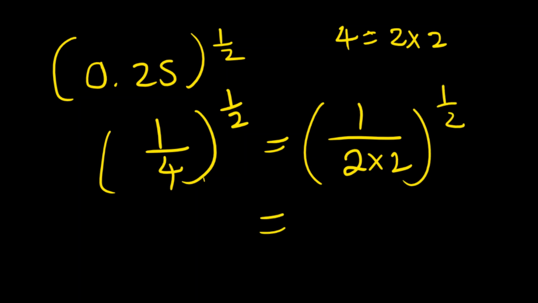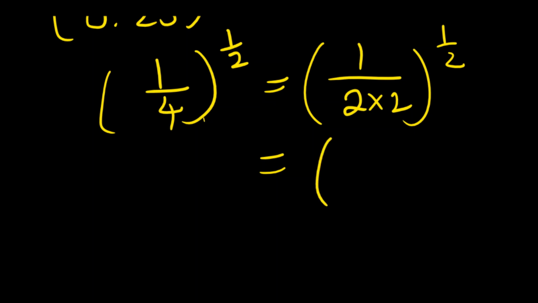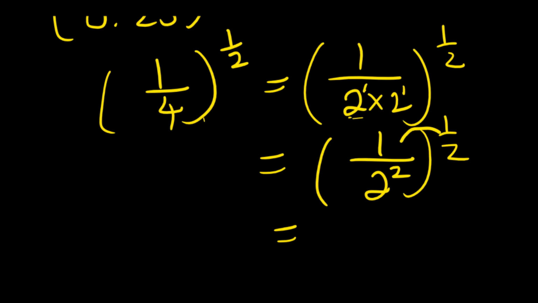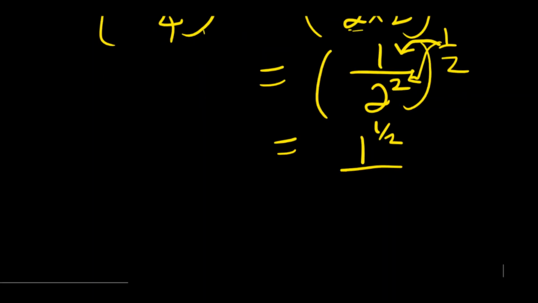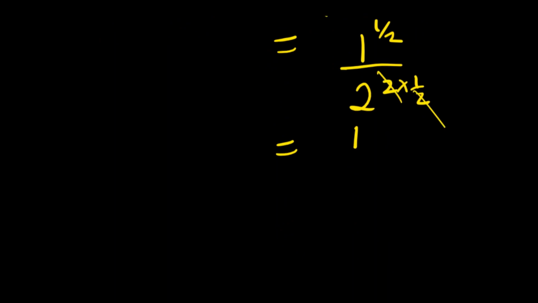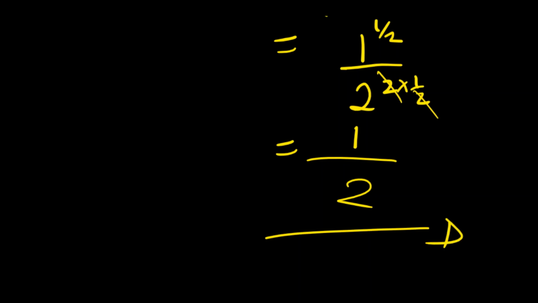And 2 times 2, if you remember your law 1, these are same bases, you just add the exponents here. It's going to be 2 to the power of 2, all to the power of 1 over 2. And then from here, the power will multiply any power that it finds inside here. So it's going to be 1 to the power of 1 over 2 divided by 2 to the power of 2 times 1 over 2, right? And then 1 to the power of 1 over 2 is just going to be 1. And then this 2 here will divide out with this 2, so you're going to have 2 at the bottom. So 1 over 2 is your final answer for this problem here.